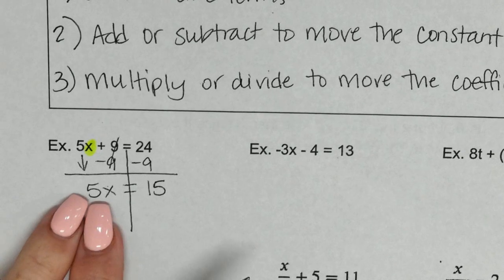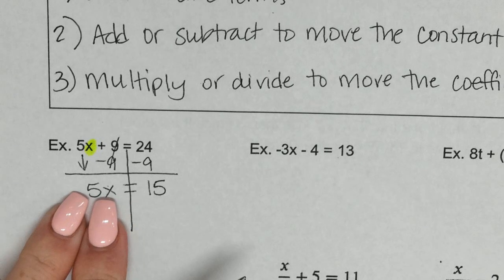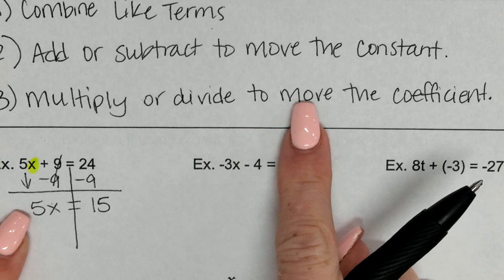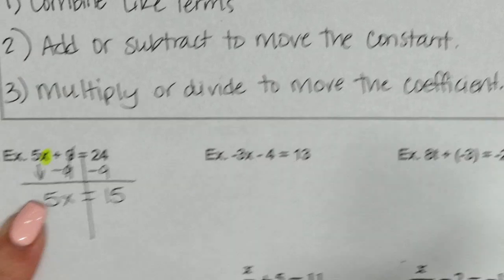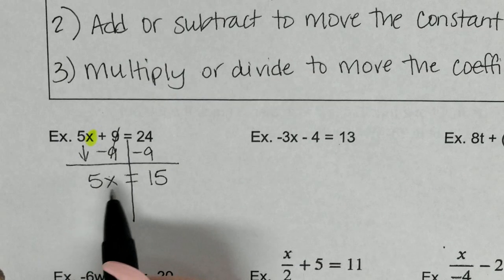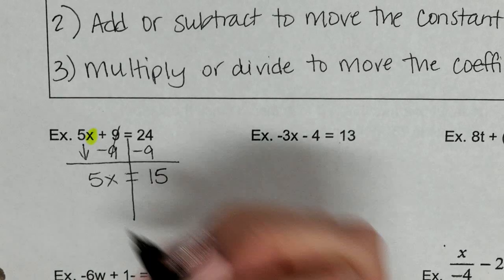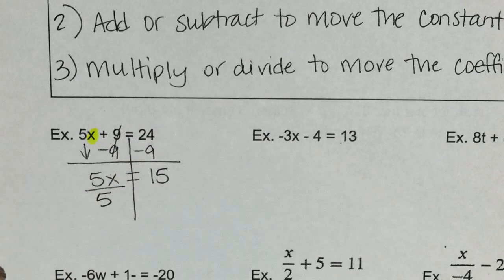Why haven't I? Because the 5 is still attached. This is called a coefficient. So now I'm going to multiply or divide to move the coefficient. So right now, 5 is being multiplied by x, so what's the opposite operation? Now let's talk about why we're dividing. What is 5 divided by 5?